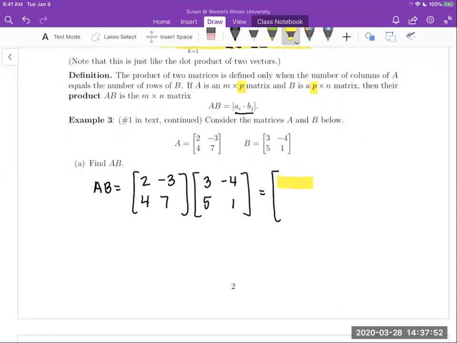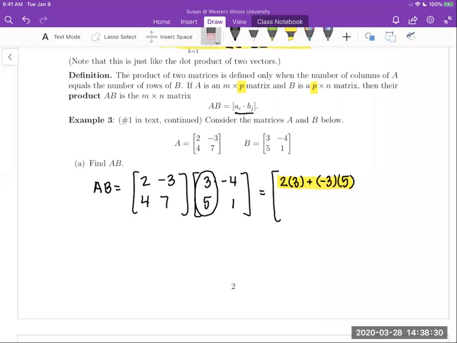So how we determine that is we're going to take row 1 in A and column 1 in B, and we're going to compute their scalar product. So again, that's just the dot product. It's going to be 2 times 3 plus a negative 3 times 5. So we're doing a row times a column. And then whatever that scalar entry ends up being is what's going to be our entry in that 1,1 spot.